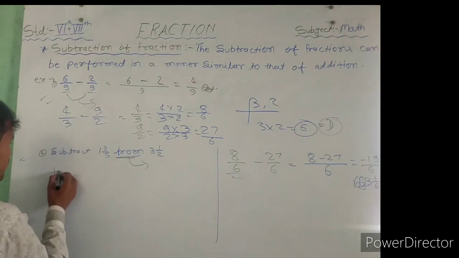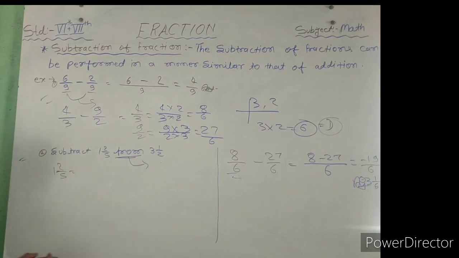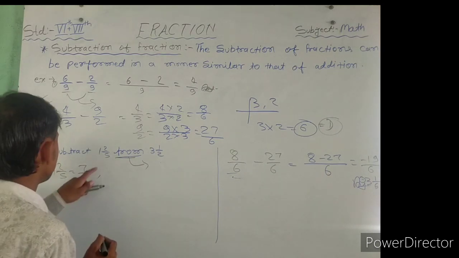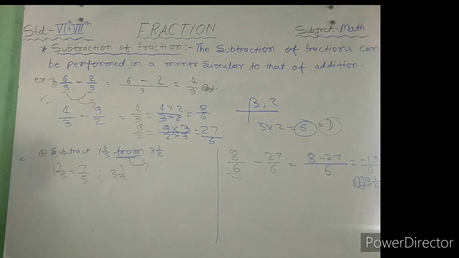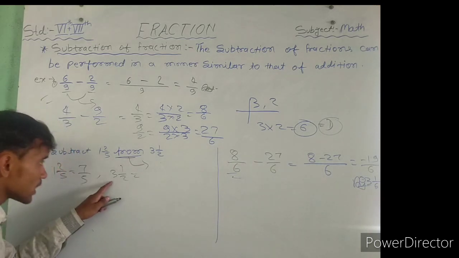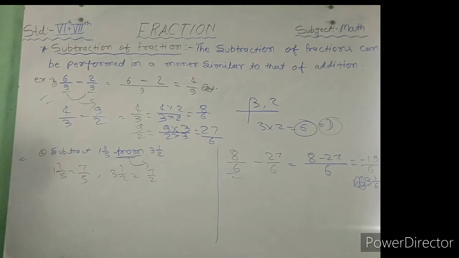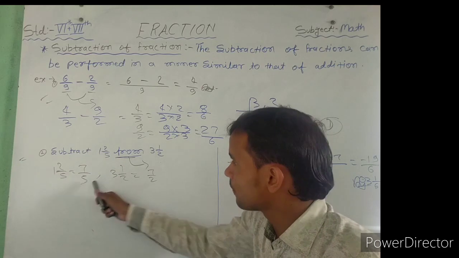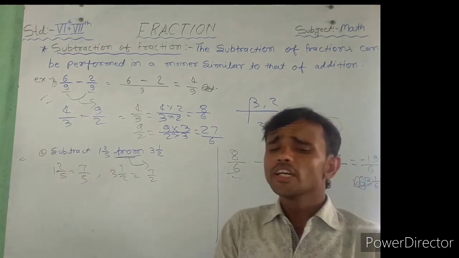Firstly, 1 whole 2 by 5. It means 5 1s are 5, plus 2 is 7, so 7 by 5. Is that clear? The next number is 3 whole 1 by 2, which is 3 2s are 6, plus 1, 7 by 2. Okay, so those are your numbers: 7 by 5 and 7 by 2.